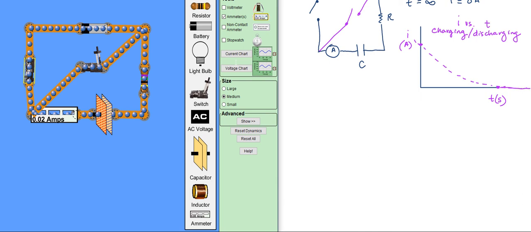So this graph is going to be less steep approaching zero. In addition, it didn't start at as high a current as this initial one did, which makes sense because I have more resistance. And so in a series configuration here, the greater the resistance, the lower the current should be. So let's go ahead and reset the dynamics and see what it started at. It only started at about 1.2 amps.